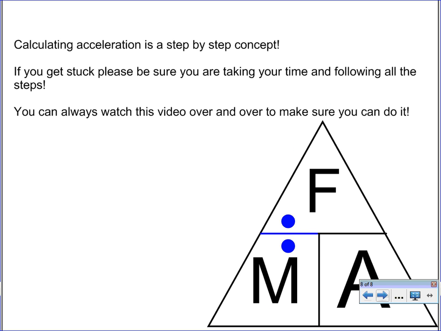Now, acceleration is step by step, just like force and mass are. If we get stuck, we need to be sure we're taking our time, writing out the triangle, filling in the triangle, writing out our formulas. You can always watch this video over and over to make sure you get it right every time.